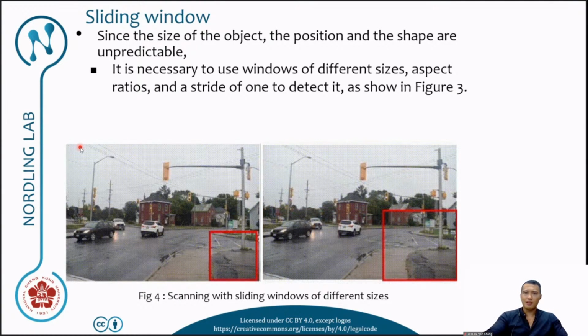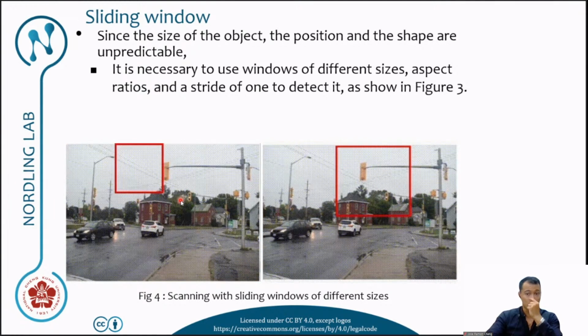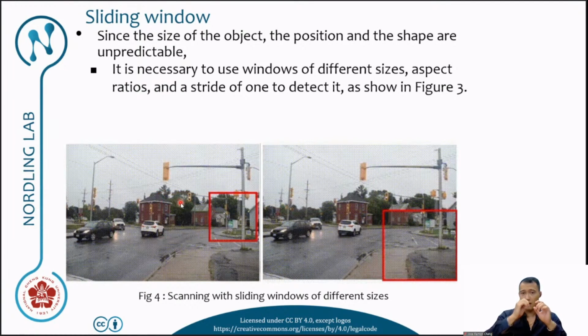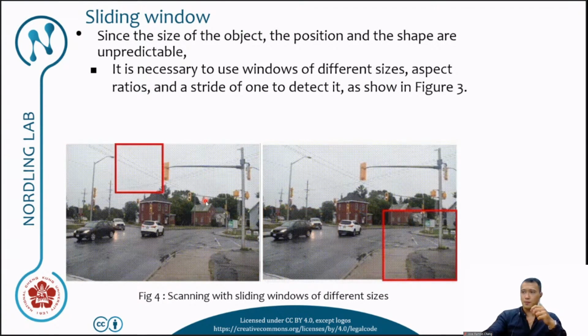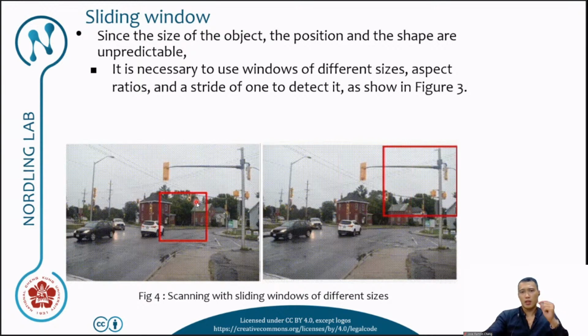So if we want to accurately detect objects in the image using this approach, we will need to use windows of different sizes and aspect ratios and have a stride of 1. So what does that mean? In addition to having this size of window, I will need to have, for example, a larger window, a smaller window, right? And the granularity of these window sizes should also be small, because we don't know what is the optimal size of the objects in my data set. And the same thing for the aspect ratio. And the stride should be 1 because that's the minimum value for the stride.